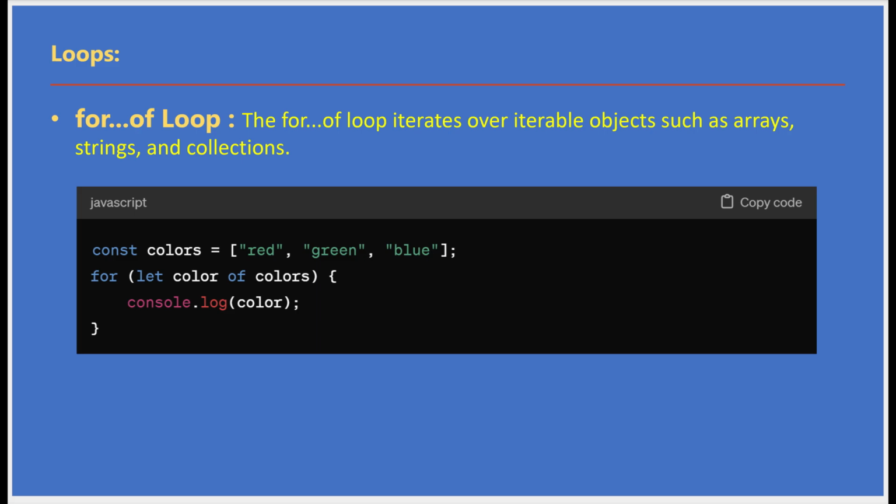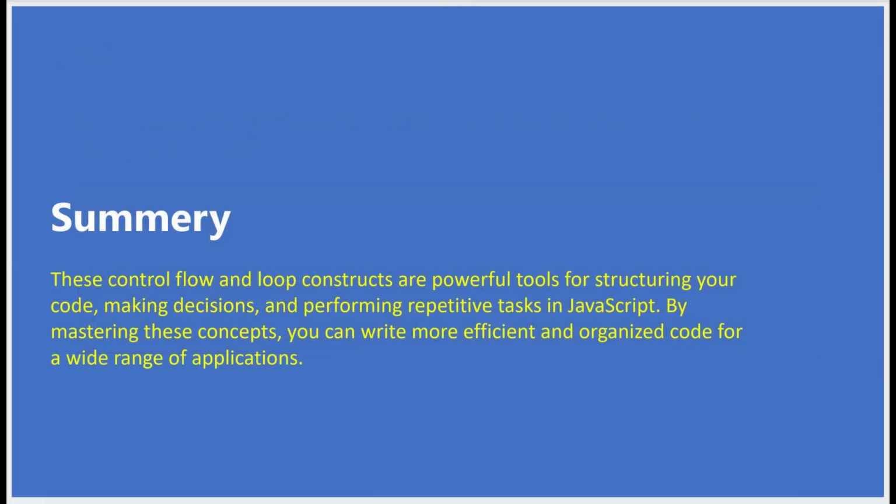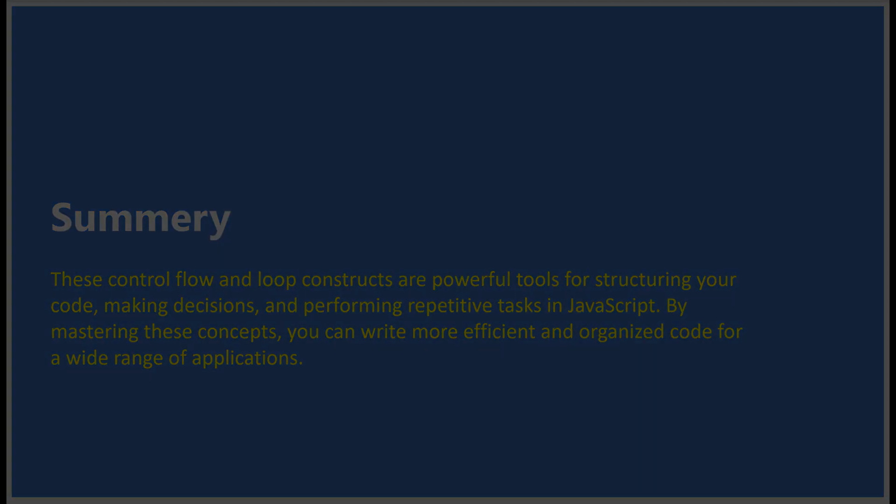So there we have it, a tour through the landscape of control flow and loops in JavaScript. These constructs are the building blocks that help developers structure code, make decisions, and perform repetitive tasks efficiently. By understanding and mastering these concepts, you can write more efficient and organized code for a wide range of applications. Remember, conditional statements like if, else, and switch guide your code's decision-making process, while loops like for, while, do while, for...in, and for...of automate repetitive tasks. Keep practicing, and you'll be a JavaScript control flow and loop expert in no time.